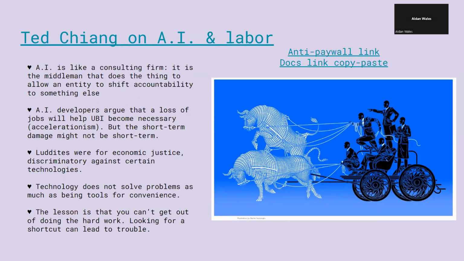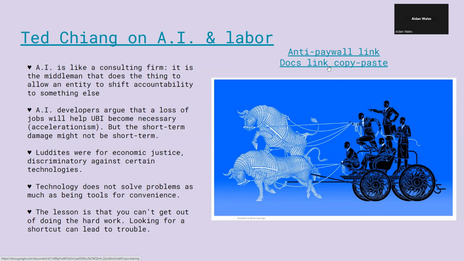Okay, and Ted Chiang, he's an amazing writer. He wrote The Story of Your Life, which is what the movie Arrival was based on. One of the best science fiction writers, probably the best that I've ever read. So he wrote a little bit on AI and labor. This article is paywalled, and I'd recommend reading the whole thing. Here's an anti-paywall link, but if that doesn't work, I put it in docs so you can read it.